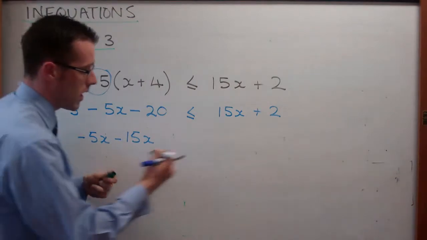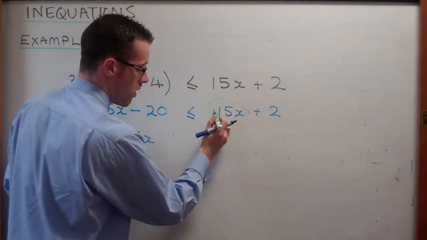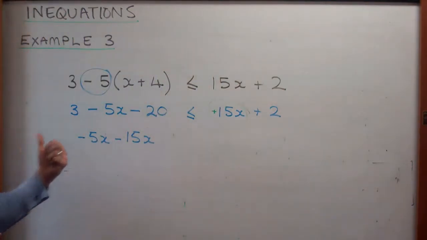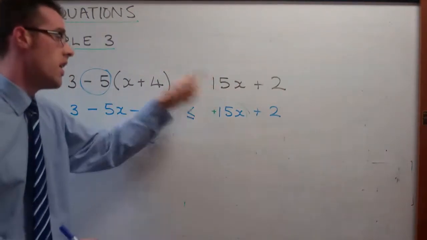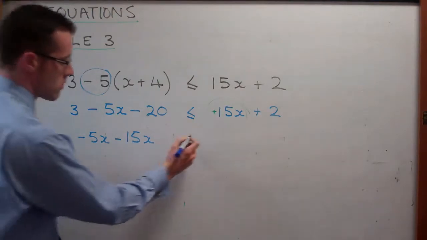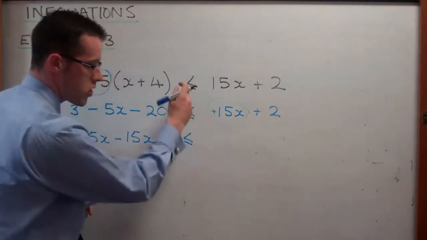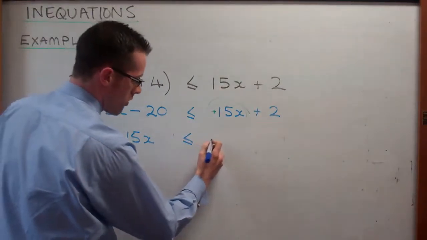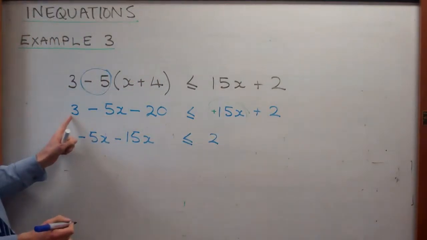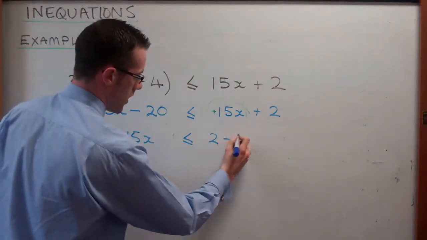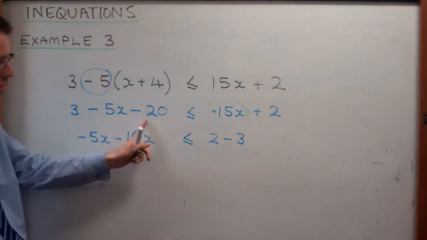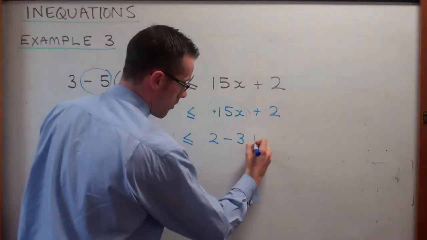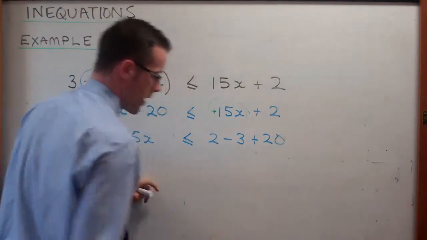Why is it negative 15x? Because it's been positive 15x over here, and we're moving it over the other side of the inequality this time, and it's becoming negative 15x. So remember, no switching of inequality signs at the moment. We're going to just keep it as it is. So positive 2 over this side, and also the 3 is coming over, so that's going to be negative 3, and the negative 20 is coming over, so it's going to be positive 20 on the right hand side.